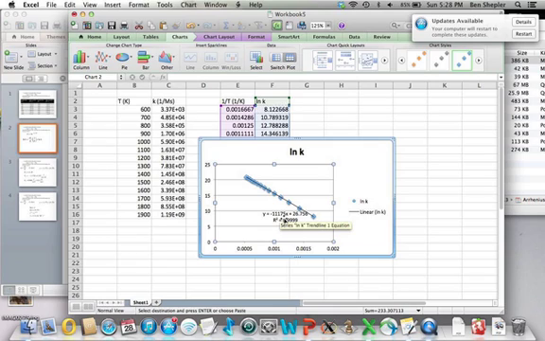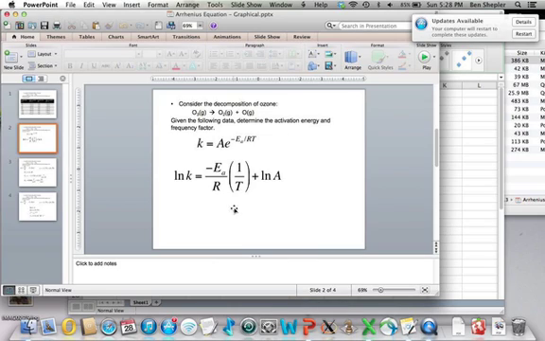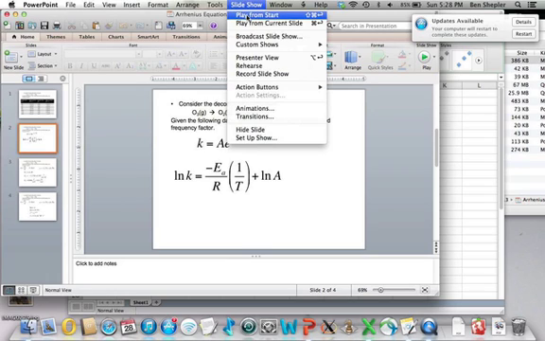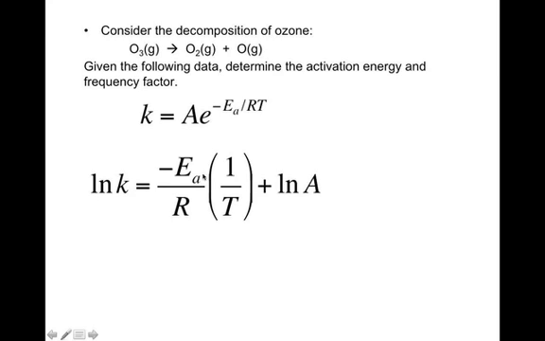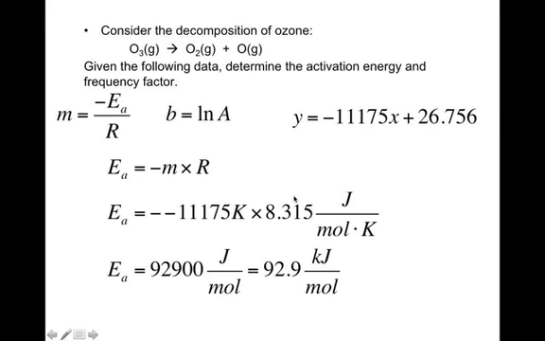So let's go back to PowerPoint. All right, so remember, the slope of the line is going to be equal to minus EA over R, and the y-intercept B is going to be the natural log of A. All right, so first let's find the activation energy.